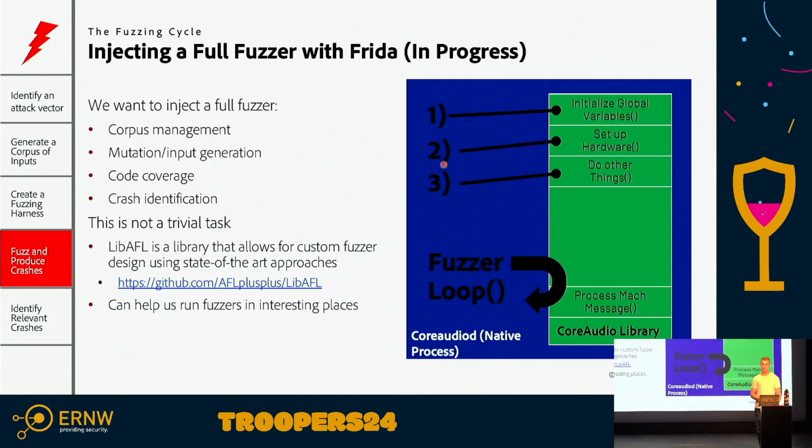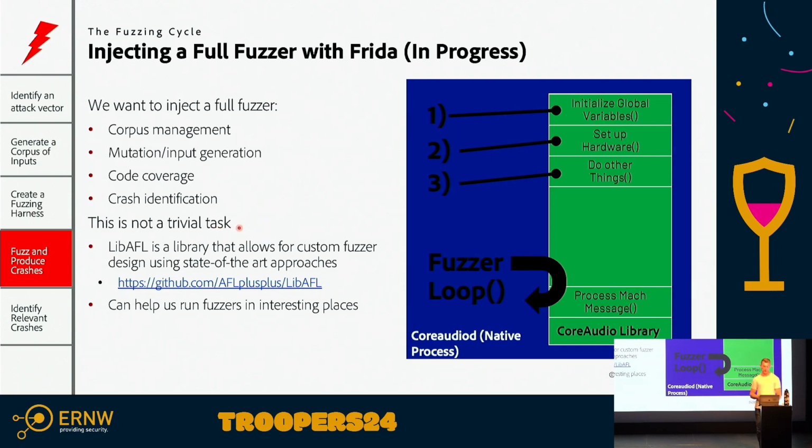But we're going to need to do more than that. As we just talked about, we need to manage our corpus. We need to mutate our inputs and generate new inputs. We need to get code coverage, and we need to identify crashes. So we've got to inject more than just a simple harness function call. This is not a trivial task, as I'm finding out. This is something I'm still working on and is in progress.